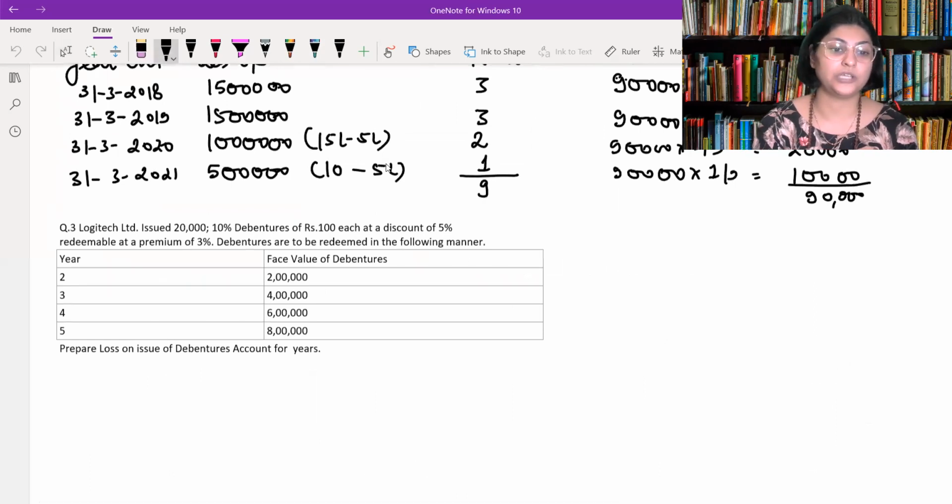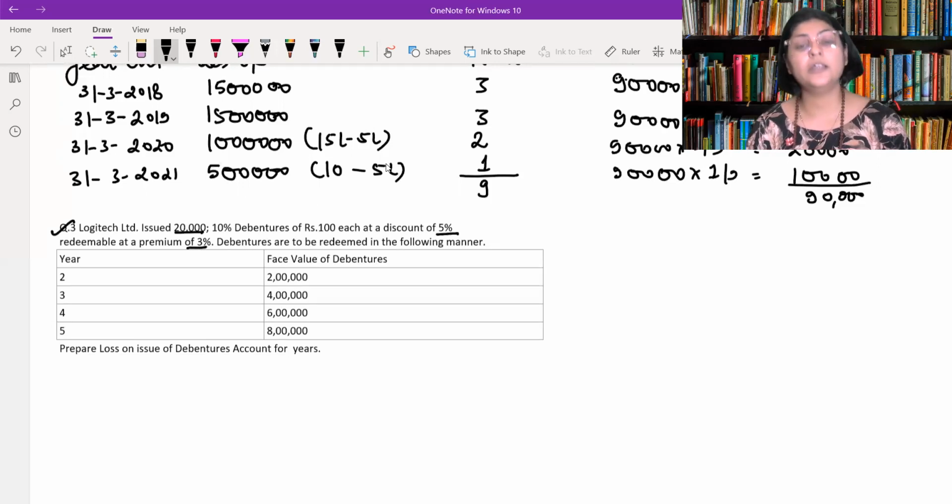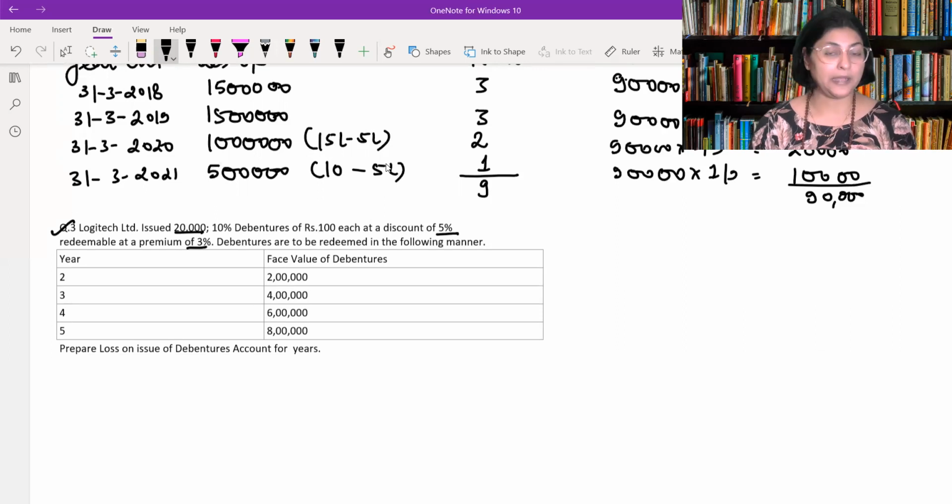So next question, question number 3, says Logitech Limited issued 20,000 10% debentures of 100 each at a discount of 5%, redeemable at a premium of 3%. So here there are two capital losses. One loss is issuing the debenture at a discount, and the second loss is that redemption is going to be at a premium. So the total loss is 8%.